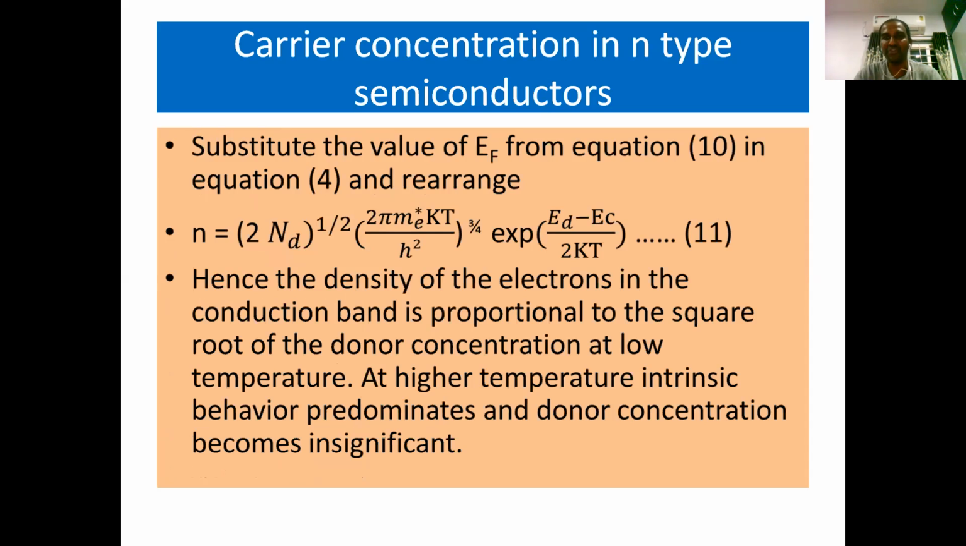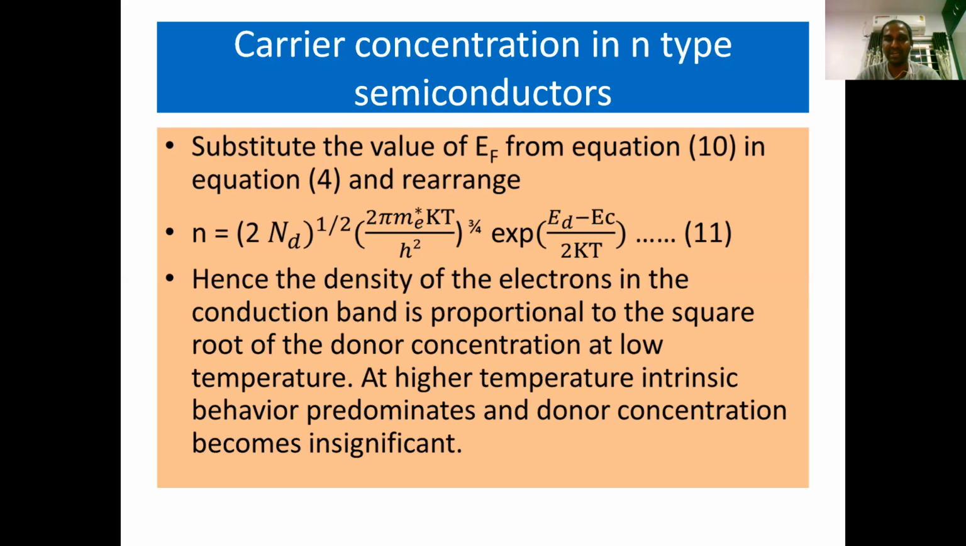Substitute the value of Ef from equation 10 into equation 4 and rearrange the terms. We will get n, the number of electrons present in the conduction band of an N-type semiconductor, equals (2 Nd) whole power half, (2 pi me* kT by h squared) whole power 3 by 4, exponential of (Ed minus Ec) by 2kT. Hence, the density of electrons in the conduction band is proportional to the square root of donor concentration at low temperature. That means however many donor impure atoms you add, that many extra electrons are present. That's why the number of electrons present is directly proportional to the number of impure donor pentavalent atoms added.